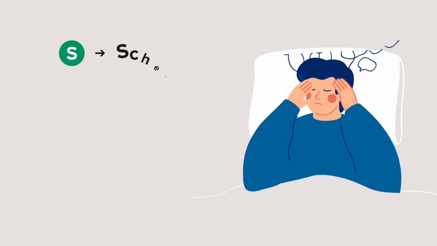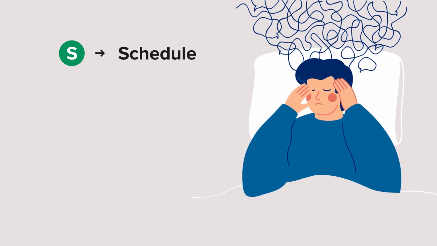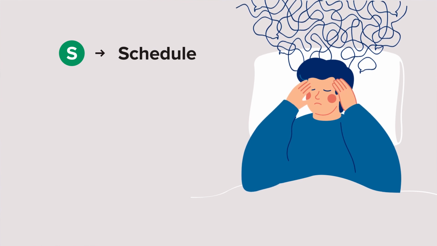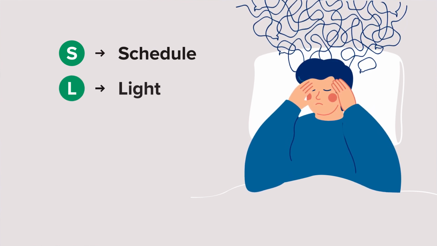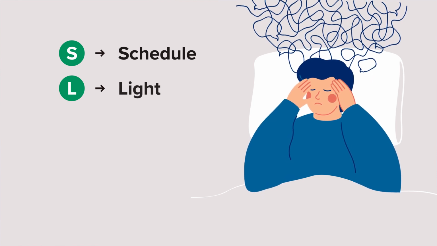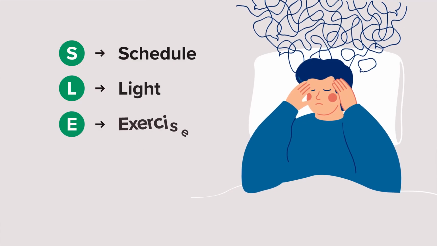Start with S for schedule. Have a set schedule and go to bed at the set time every day and wake up at the same time every day. Second one, L for light. Avoid light exposure in the evening, especially after sunset. Blue light from electronics and iPads impairs our ability to sleep at the desired time. It naturally delays our bedtime. Blue light is an example of light therapy that I use in my clinic to delay somebody's sleep time. E. E stands for exercise.